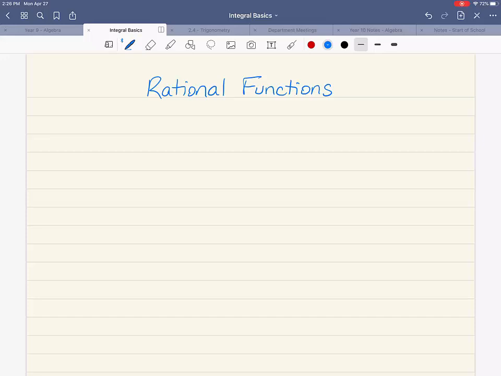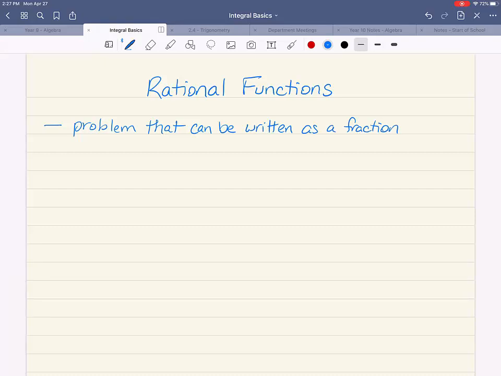Hi everyone. Today's lesson is on what we refer to as rational functions, how to integrate rational functions. Now, what exactly is a rational function? It is a problem that can be written as a fraction. So all of the problems you are going to see in this lesson are written as fractions.